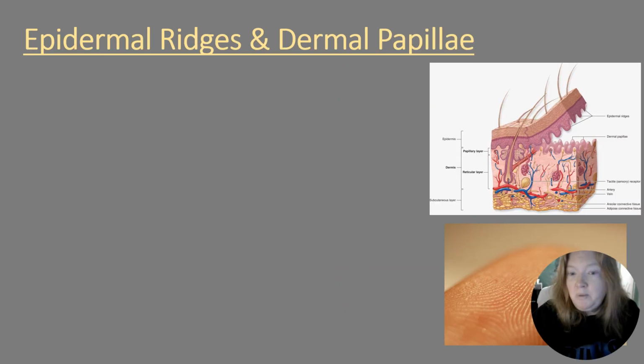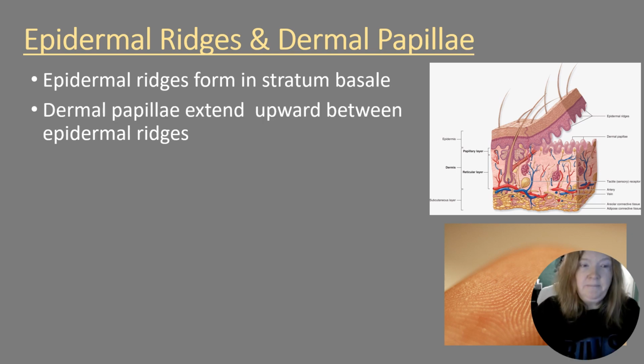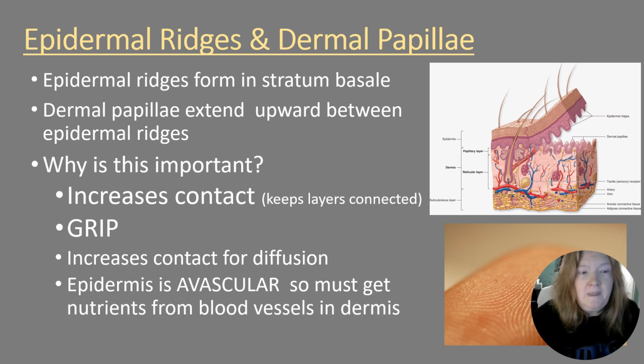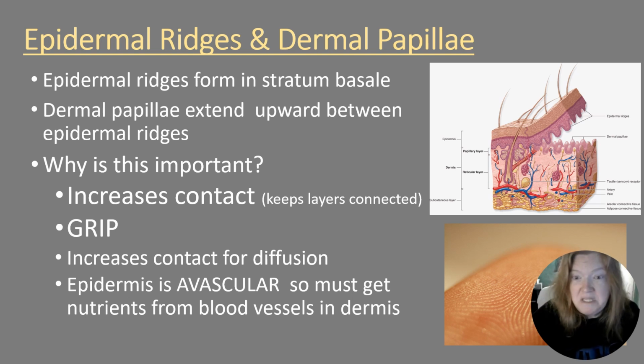So I mentioned those epidermal ridges and dermal papillae, so let's talk about them. The epidermal ridges form in that stratum basale, and the dermal papillae push up into those spaces between the epidermal ridges. Why is this important? It increases contact. So it's not just a flat layer like this. It goes up and down like this. So it keeps the layers connected so that if somebody tugs on your skin, it doesn't just separate between the dermis and the epidermis. So it gives us grip.